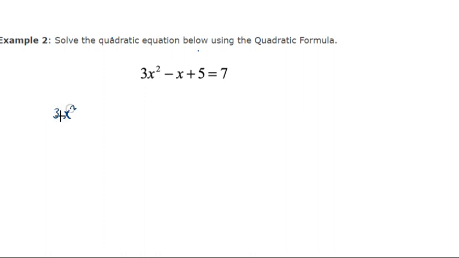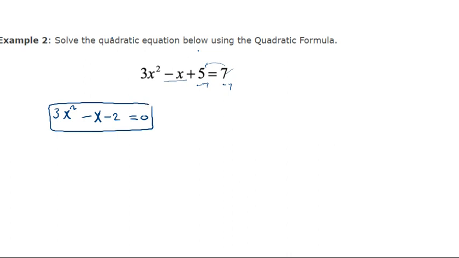3x squared, which is ax squared, minus x. We don't have any other x's other than this one. We subtract 7 from both sides of the equation, which gives us 5 minus 7 equals minus 2, equals 0. Now this is the standard form, and we can find the discriminant from here.